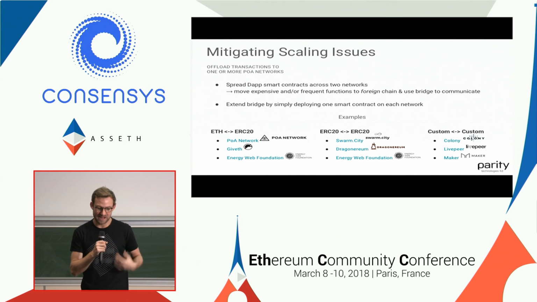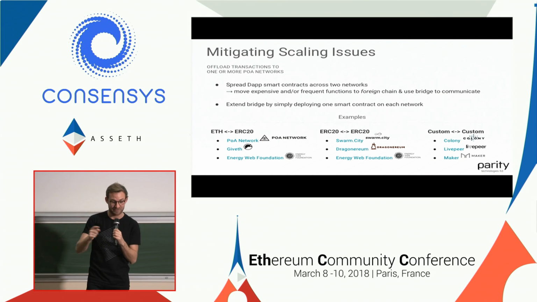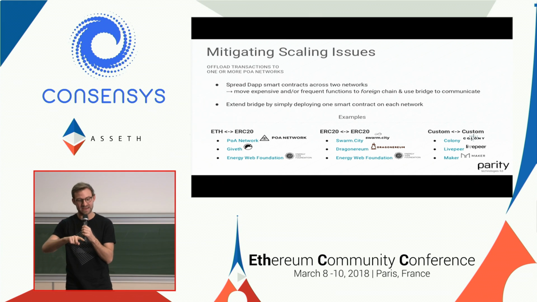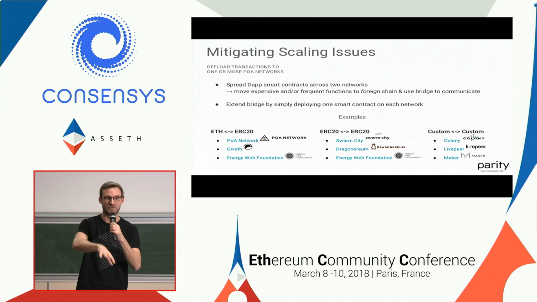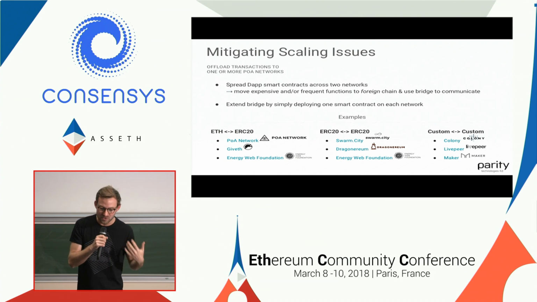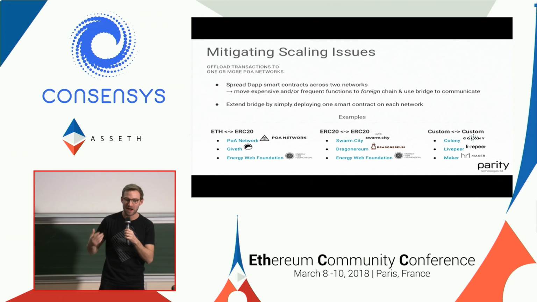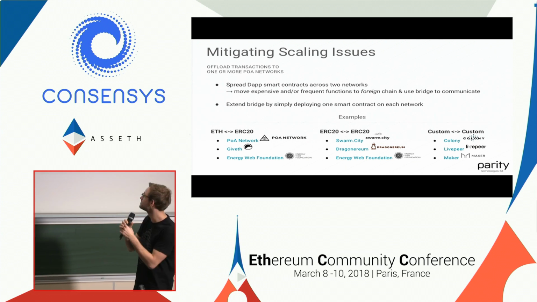So how can that help mitigate the scaling issue? Well, if you can call any function on the other network, you can split up your Dapp to 2 networks, right? And I want to give you a few easy examples that came up by talking to all these Dapp teams over the past days, weeks.